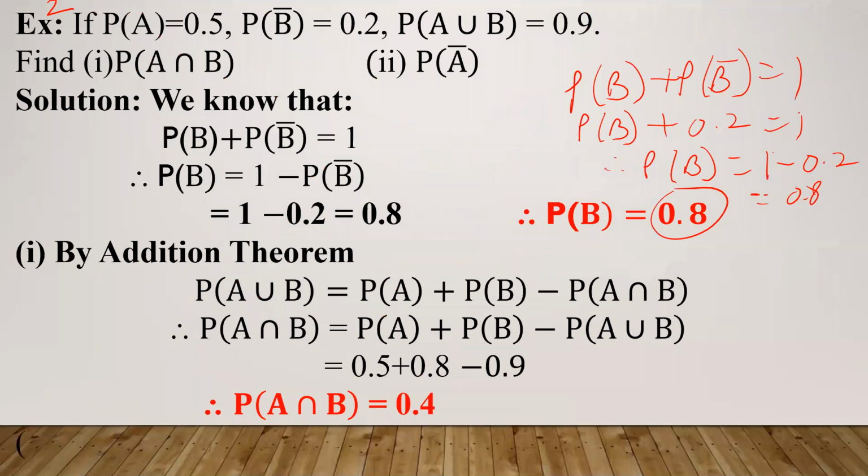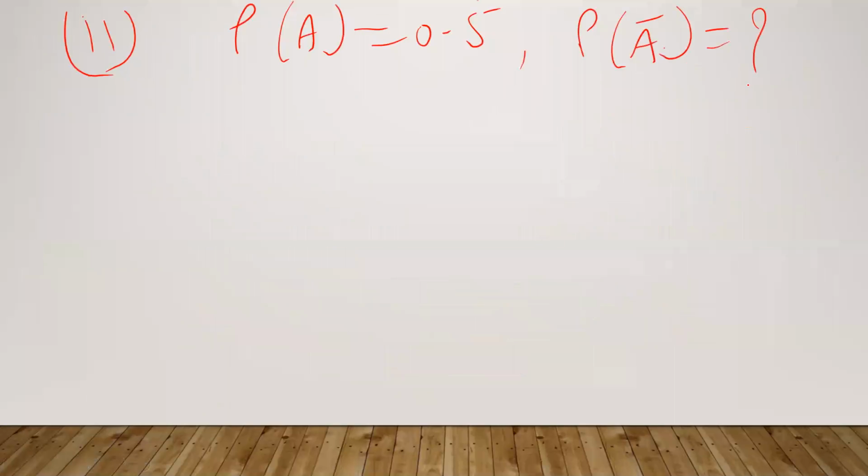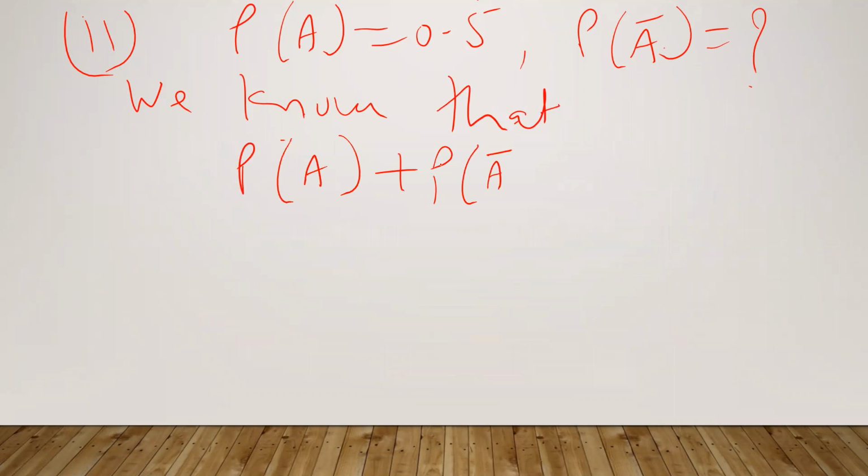See here, 0.4. So basically in this formula, whatever is given to you, you can put the values and solve the equation. Look at what the second question is. Find out probability of A complement. Probability of A is given, A complement has to be found. How will you do that? We know that probability of any event plus probability of its complement, if you add, you get 1. Right?